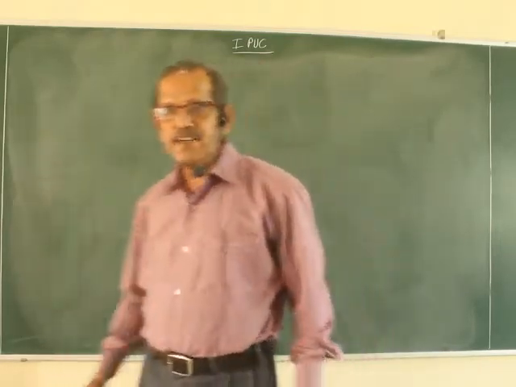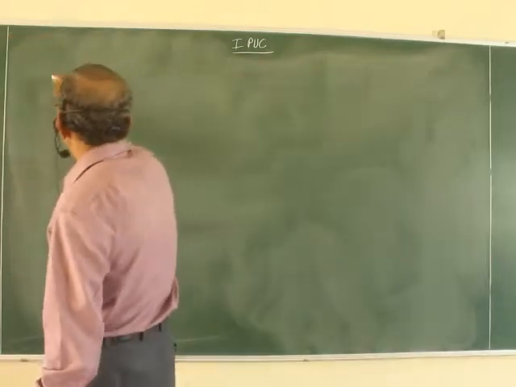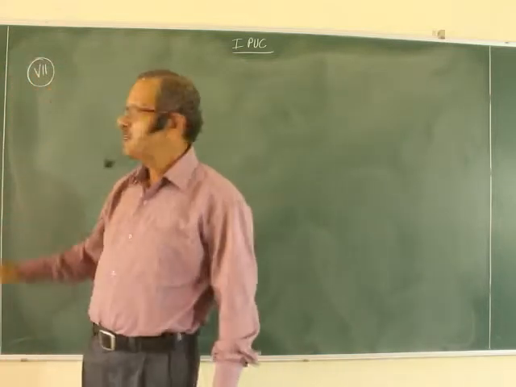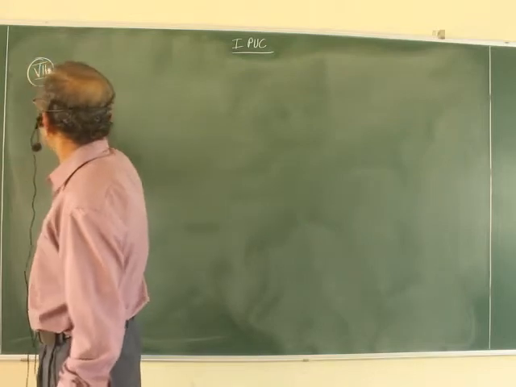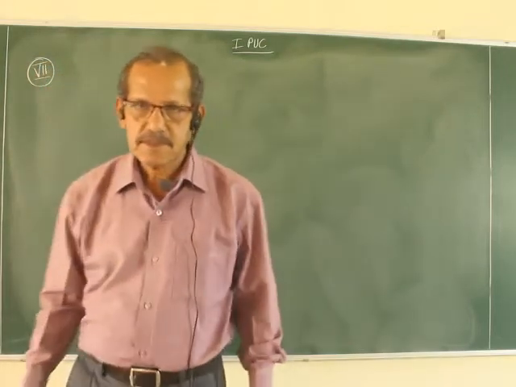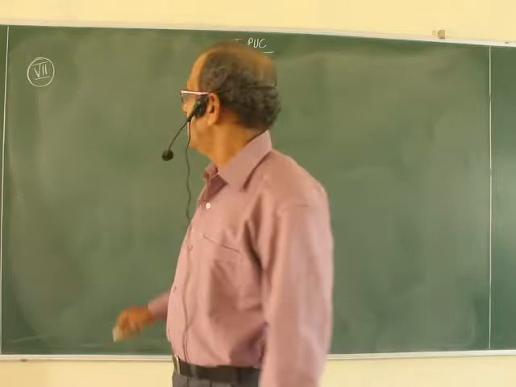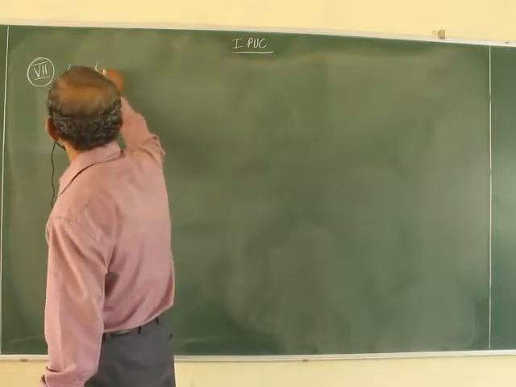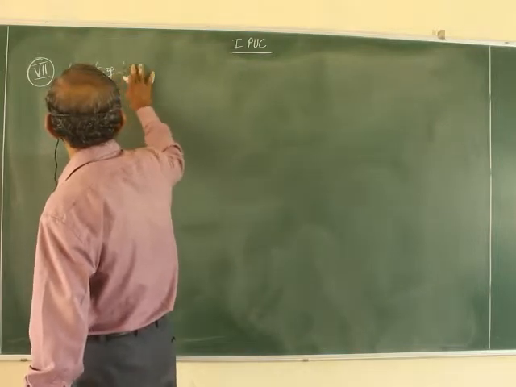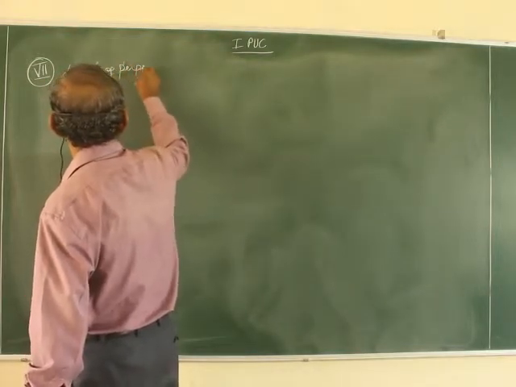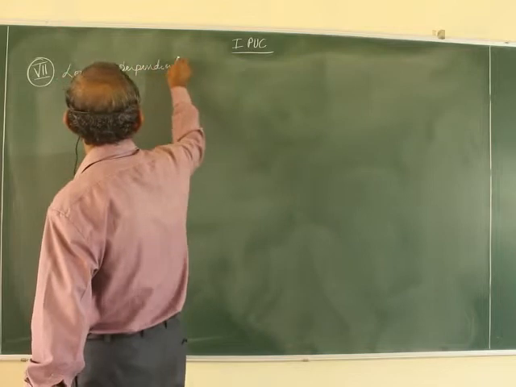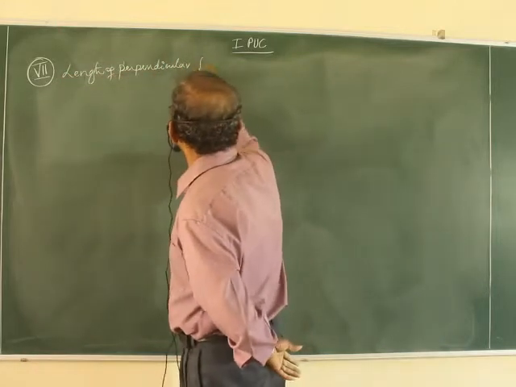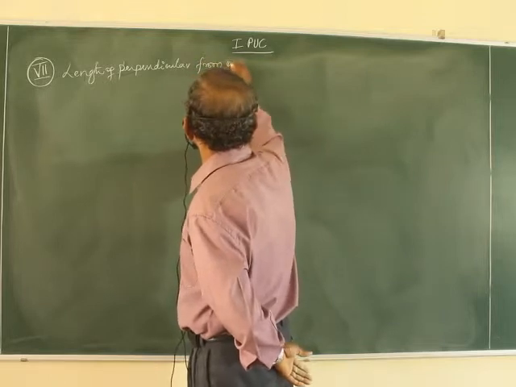Let me take the next formula. You have given the number, continuous number. This one is actually the seventh one. Formula number 7. About what? Let me write. Length of the perpendicular. Length of the perpendicular from the origin.